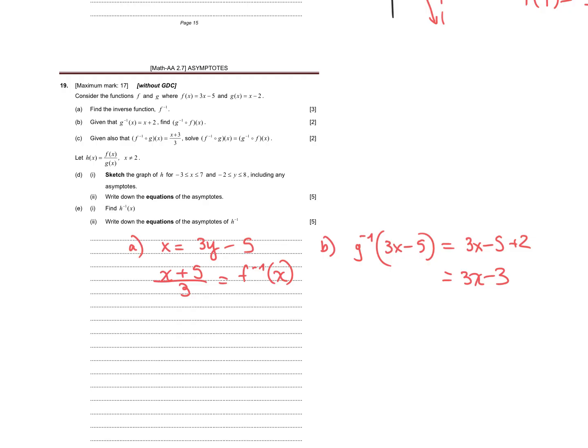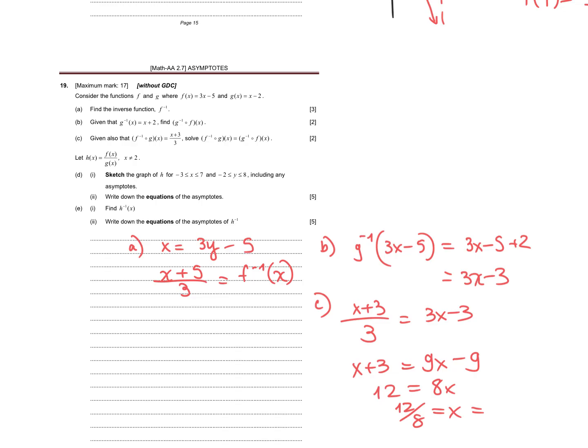Okay, so that's B. For C, given that f inverse of g is that, solve x plus 3/3 equals to the thing we just had, which is 3x minus 3. So cross multiplying by 3, we're going to have 9x minus 9. And then we're going to have 12 equals 8x. So x is 12/8, or 3/2.